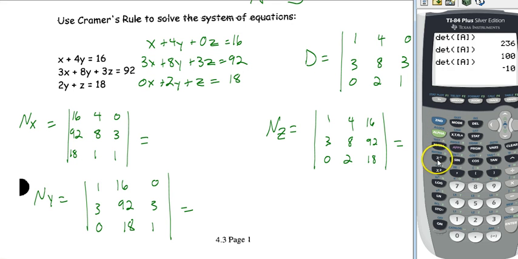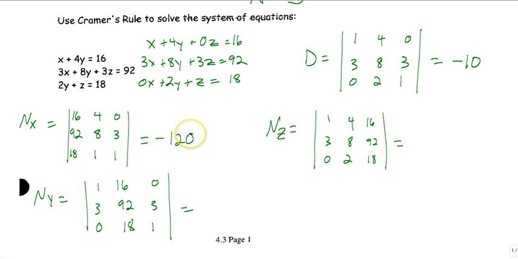For n sub x, you go back into second matrix, edit the screen, and the thing is we're just subbing out the x value. So instead of 1, 3, and 0, we're putting 16. Oops, something happened there. 16. Hit down. 92. Hit down. And 18. Okay, so now this is n sub x. So I can hit second mode to get back to the home screen. And again, second enter brings back up the same exact thing I want. N sub x is equal to negative 120. So this turns into negative 120.